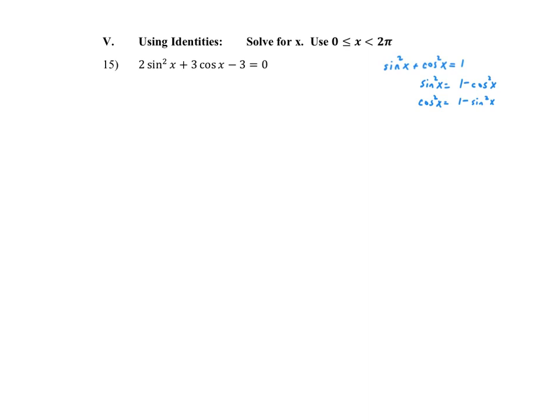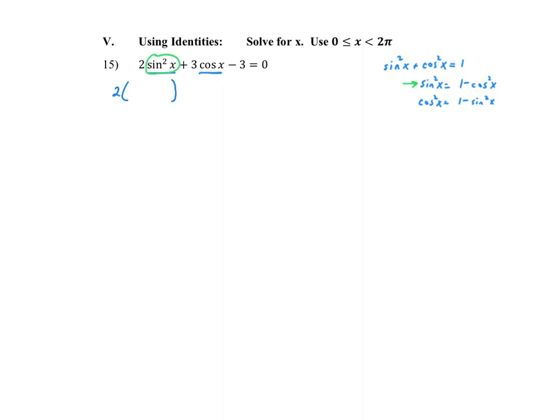Number 15, 2 sine squared of x plus 3 cosine of x minus 3 equals 0. This looks like a trinomial to me. I want to do trinomial style factoring, but I can't yet. That's because we have a sine squared term and a cosine term in the same equation. We need to make a change right now so that we have either all sine terms or all cosine terms. Since sine is being squared, we're going to use this identity to make a change.